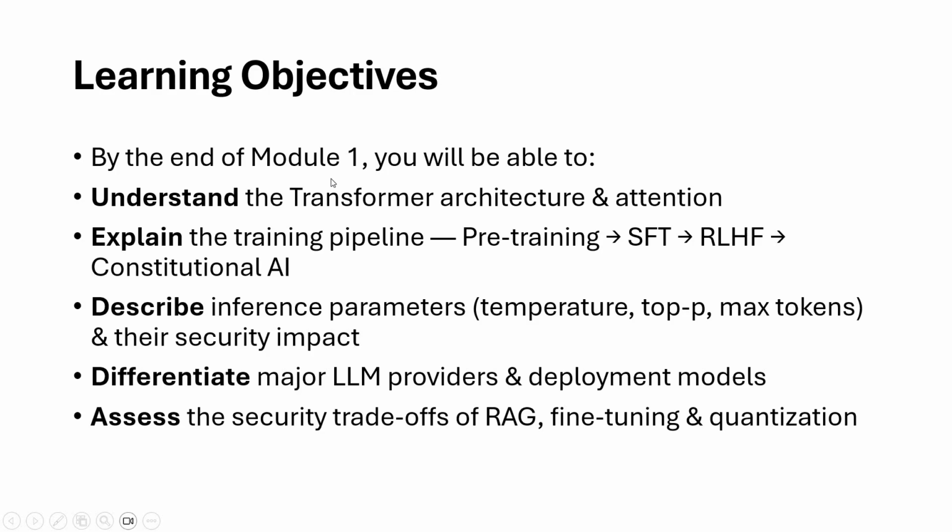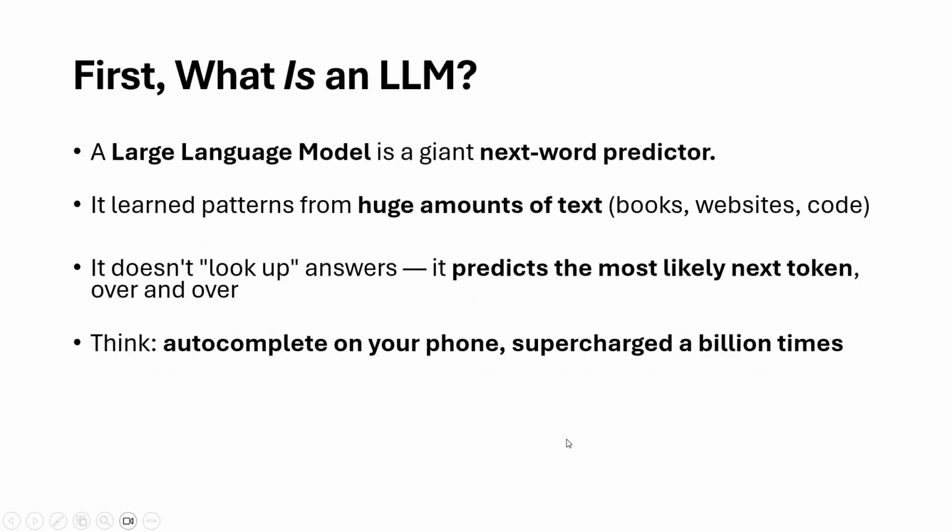So, the learning objective is that by the end of this module, you will be able to understand the transformer architecture and attention, explain the training pipeline, which is pre training to SFT to RLHF to constitutional AI, then describe inference parameters like temperature, top P, max tokens, and their security impact. Differentiate major LLM providers and deployment models. Assess the security trade offs of RAG, fine tuning, and quantization.